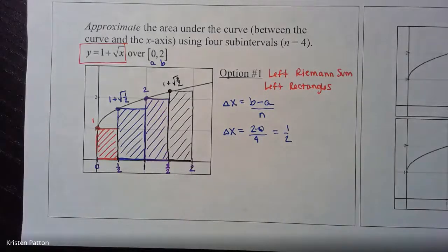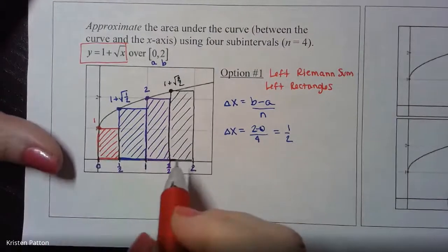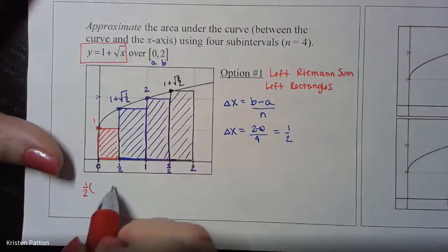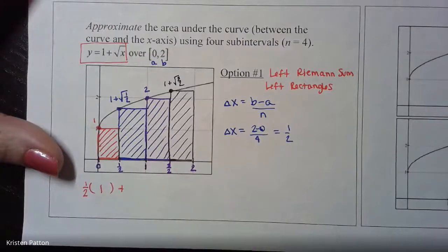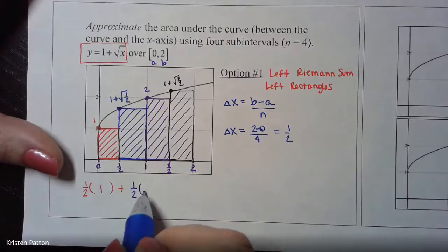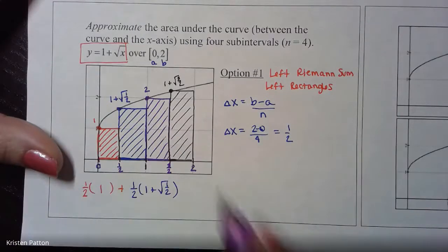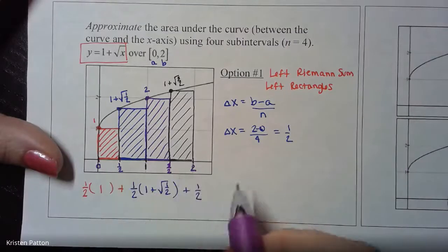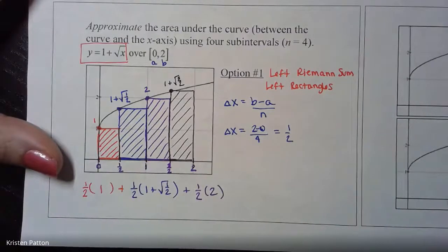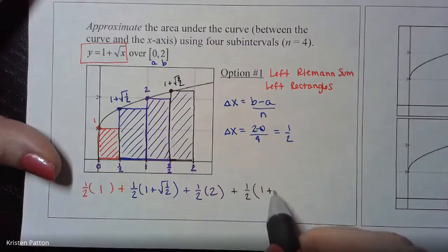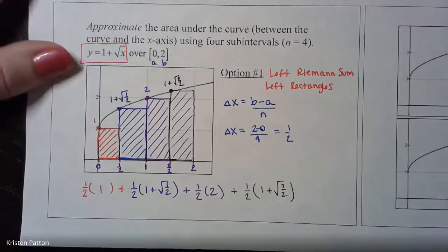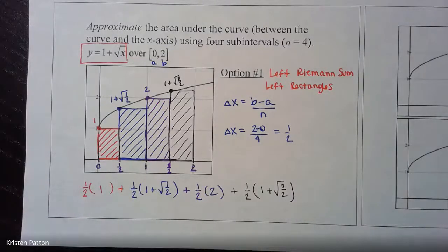Okay, we want to find that area. So it's just 4 rectangles. The first one has a base of 1/2 and a height of 1. The second rectangle also has a base of 1/2 and a height of 1 plus the square root of 1/2. My third rectangle has a base of 1/2 and a height of 2. And my last rectangle has a base of 1/2 and a height of 1 plus the square root of 3/2. That right there is an estimate for the area under the curve.